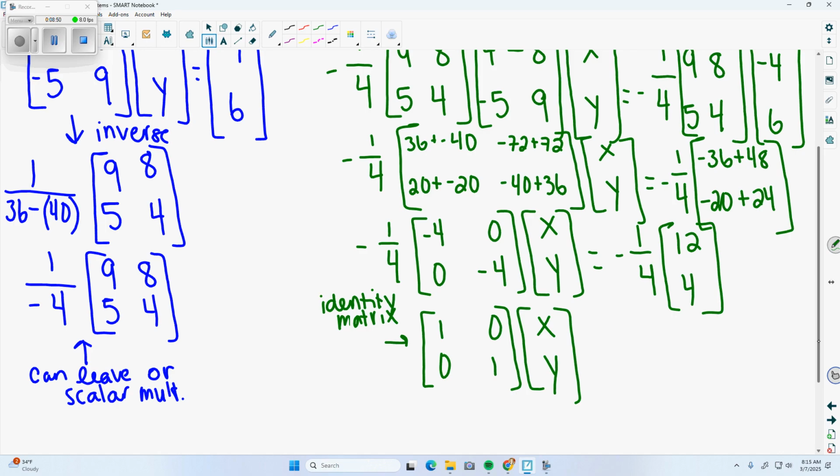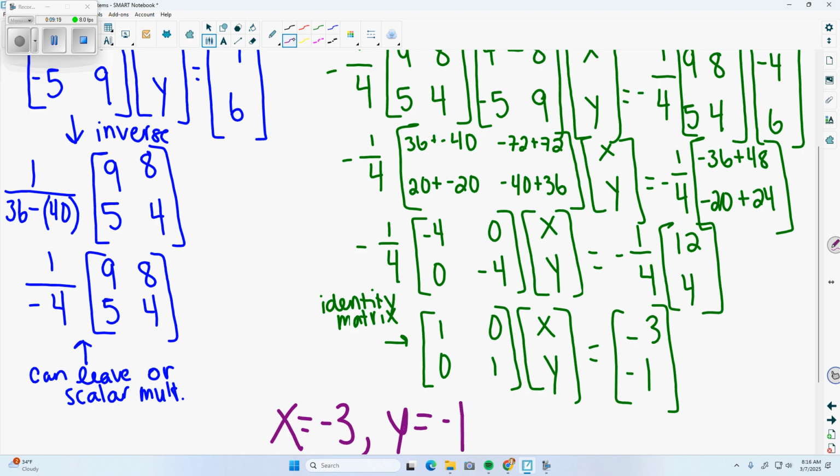What we have done essentially is get x and y by themselves equals, okay, over here I take that scalar multiplier into each of those. Negative 1/4 of 12 would be negative 3. Negative 1/4 of 4 would be negative 1. We just found x and y. Okay, your x value is negative 3. Your y value is negative 1.